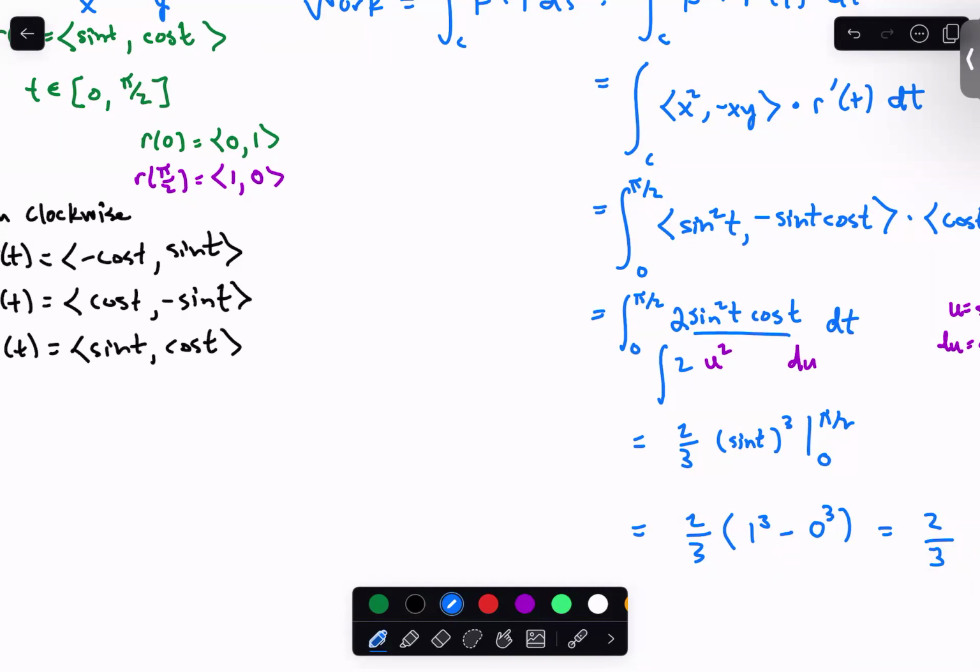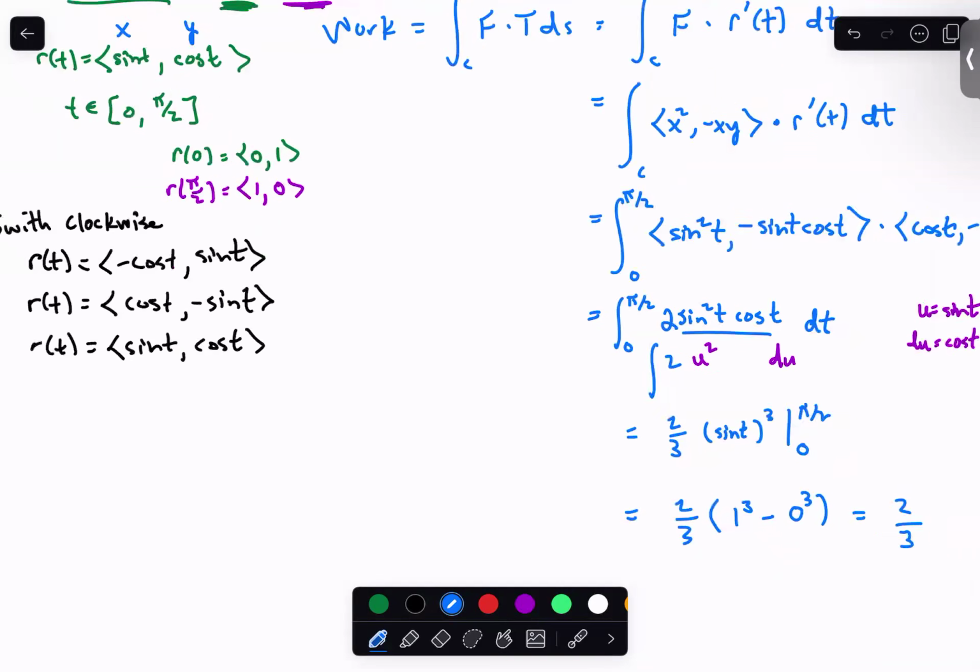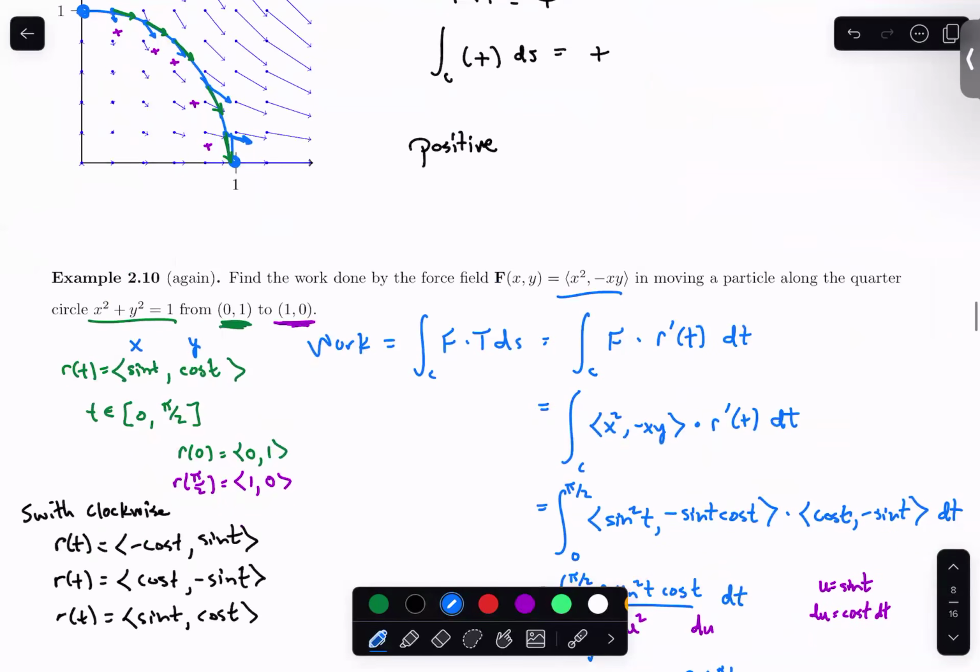All right, any questions on this one here? Yes. How do I know the orientation of the curve without having a picture?